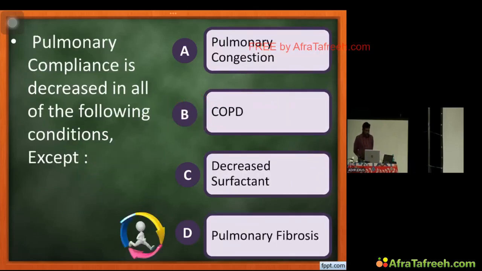Pulmonary compliance is decreased in all of the following conditions except: pulmonary congestion. Can you expand the alveoli? No. Decreased surfactant. Can you expand the alveoli? No. Pulmonary fibrosis, you cannot expand. So here the answer is going to be COPD, because they mean emphysema and they mean static compliance.